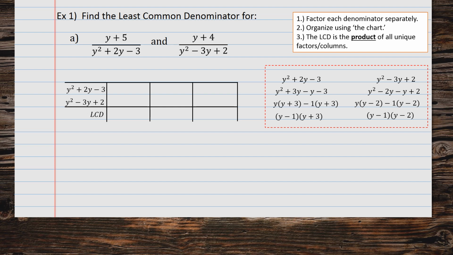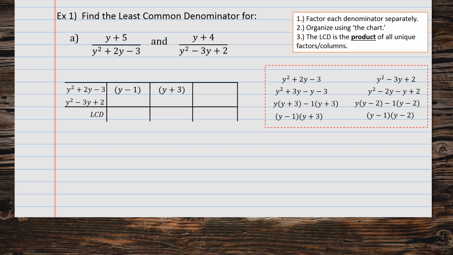Looking at your first denominator, we have y squared plus 2y minus 3. The columns represent the factors that make that up. Well, on the side of our paper, we saw that it factored into y minus 1 and y plus 3. Those are two separate factors, meaning we are going to use two separate columns. One column is for y minus 1, another column is for y plus 3.